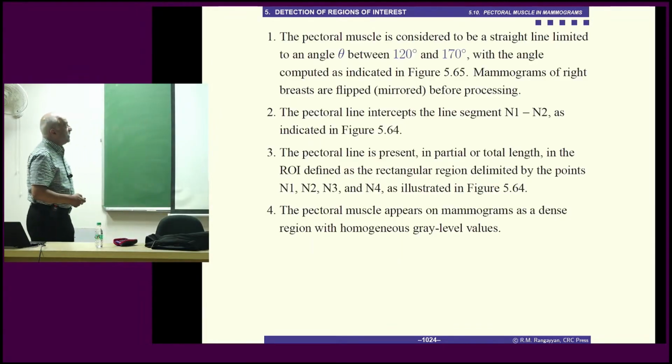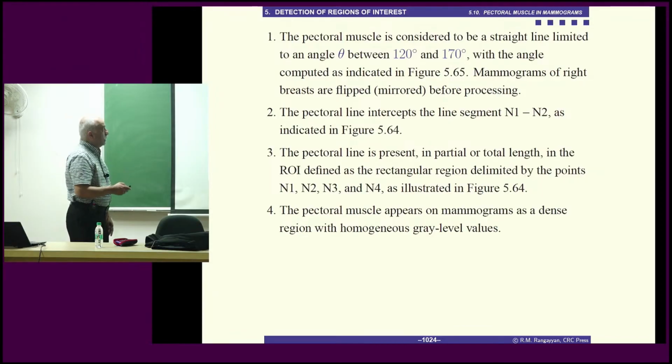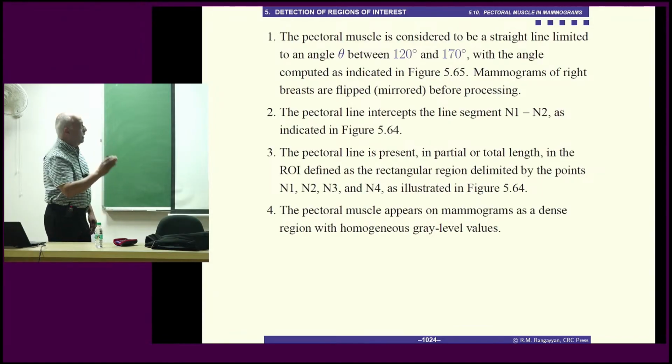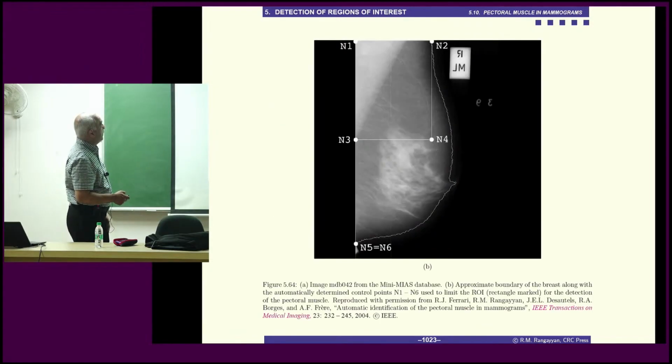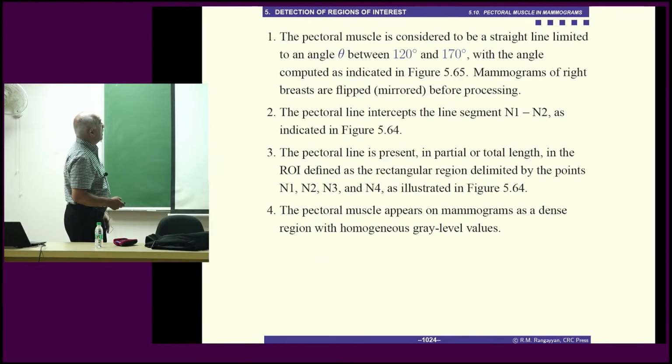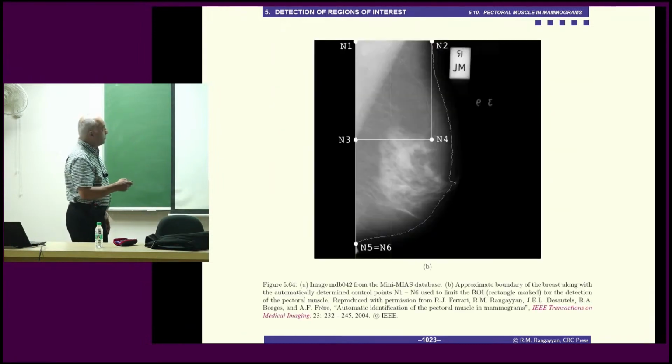So the pectoral muscle is considered to be a straight line limited to angle theta between 120 and 170 degrees. And if the mammogram is of the right breast, it is mirrored before processing, so the pectoral muscle edge is always on the left-hand side. So the pectoral muscle intercepts the line segment N1, N2. It has to cut there because this is the edge of the breast. So there must be an intersection there. The pectoral line is present in partial or total length in the rectangle. In this case, the whole thing is there. In other cases, not all of that.